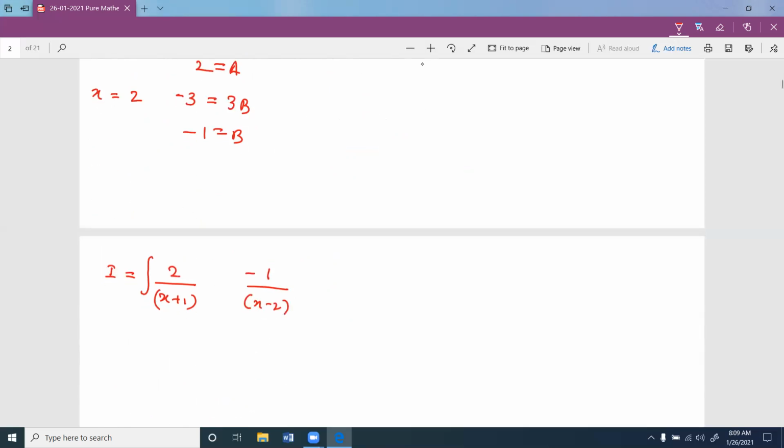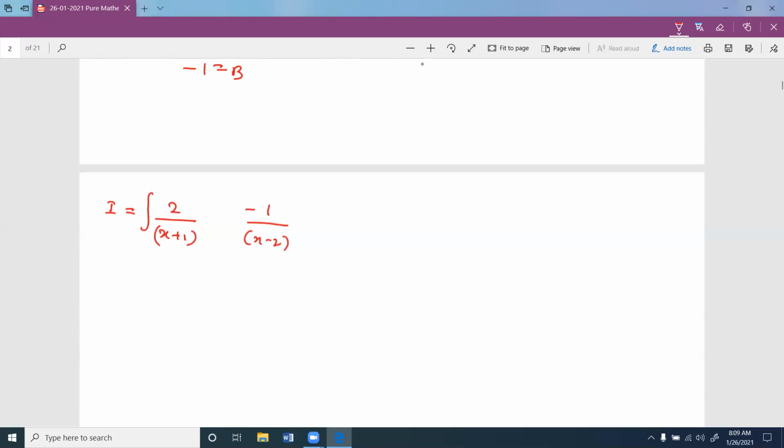Then what you need to understand here is that the differentiation of x plus 1 is available over here, or there are different approaches. We know the integration of 1 over ax plus b is 1 over a ln ax plus b, if the power is 1. If it is not, you have to use the power rule. So you can say 2 ln x plus 1 minus 1 ln x minus 2, plus c, is the final answer for that.